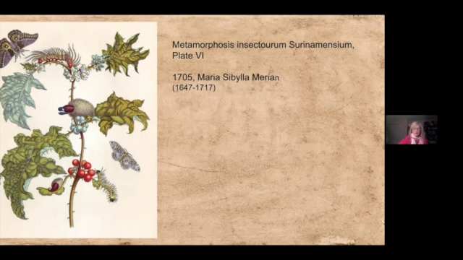When Maria passed away, her daughter Dorothea continued her legacy. She was asked to come to St. Petersburg, Russia, and she worked as a scientific illustrator for the Tsar at the time, and she also became the first woman to be employed by the Russian Academy of Sciences.